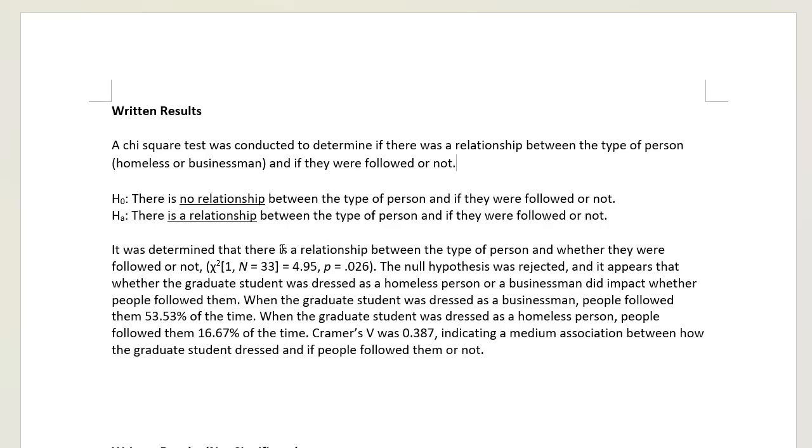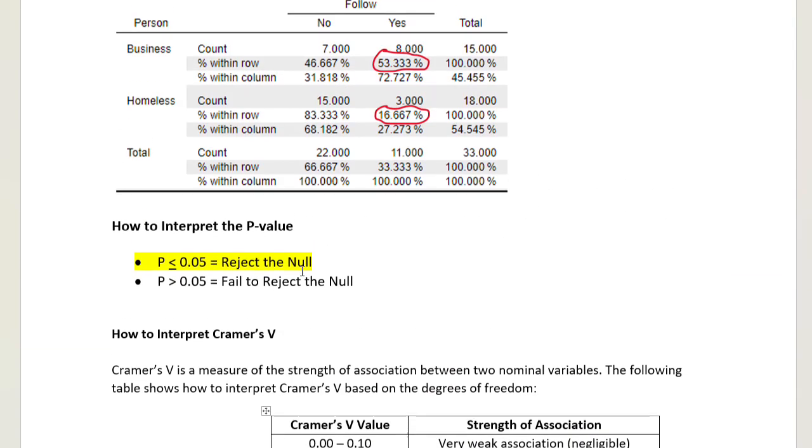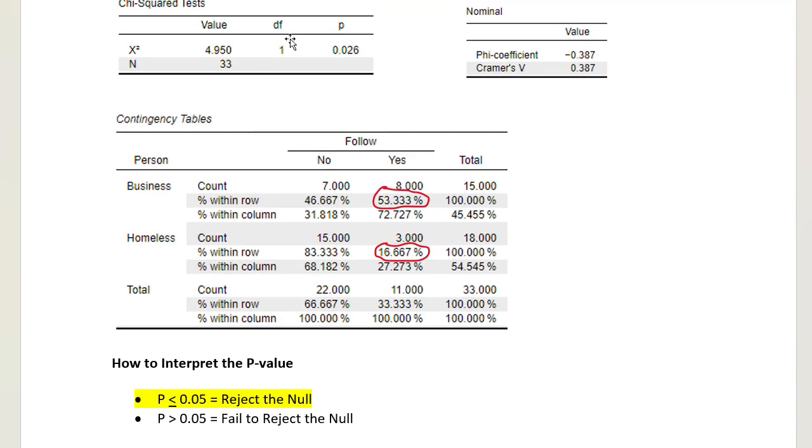It was determined that there is a significant relationship. And remember, that's the important part. There is a significant relationship between the type of person and whether they were followed or not. We've got the chi-squared, so we've got the x italicized, the squaring is an exponent. The 1 is the degrees of freedom. So there's that 1 with the degrees of freedom.